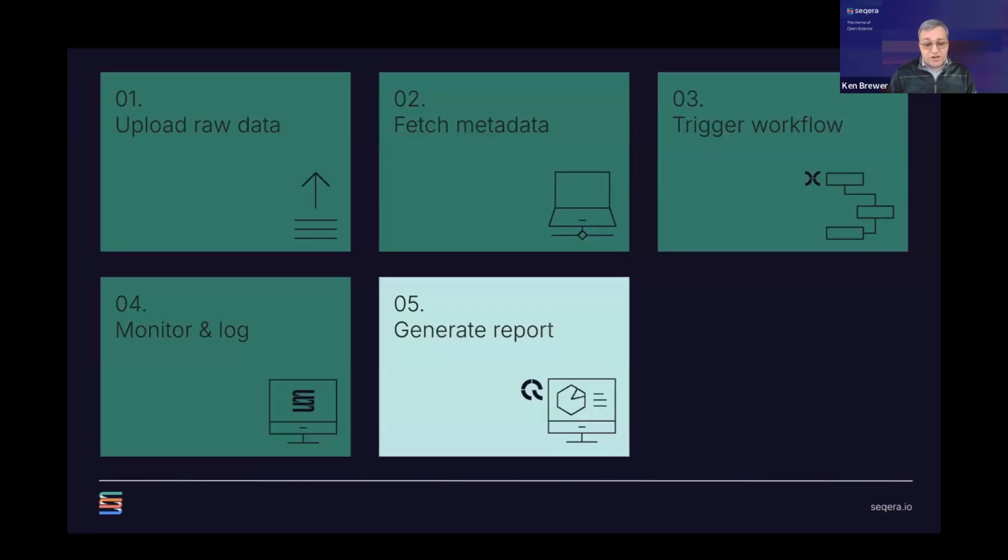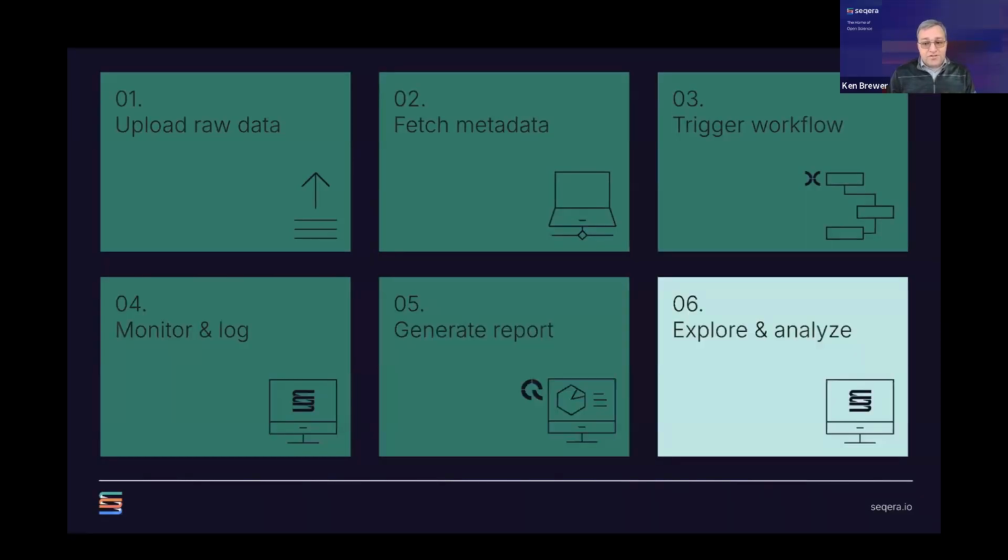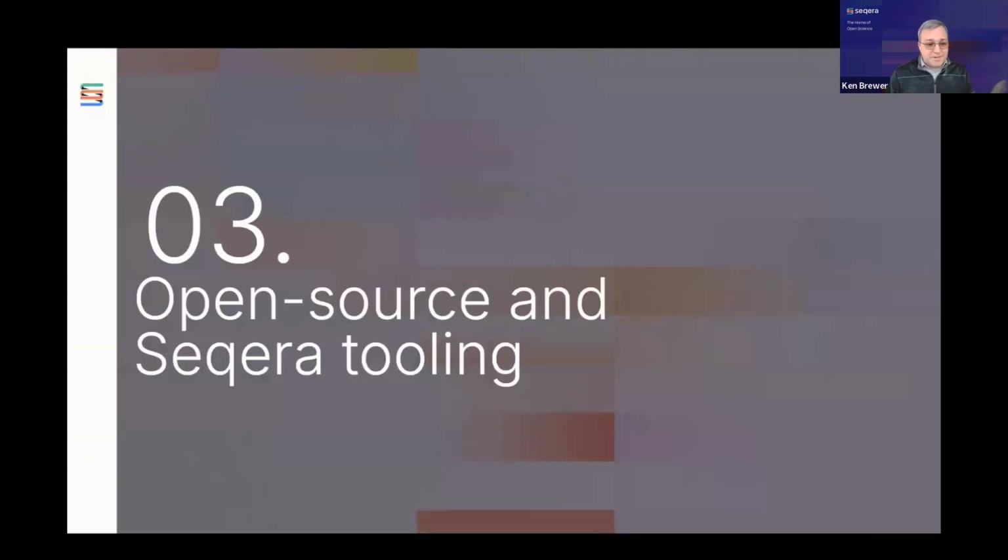You need to be able to generate reports, stuff like QC stats about the scientific experiment, also perhaps initial analytical results. And then you'll often want to explore and do some form of interactive analysis. And all of these things can fit together really well when you can keep them into one cohesive whole. And that takes me to the next topic, which is a little bit of an intro to the open source and Seqera tooling that we'll be including in our end-to-end automation demo.